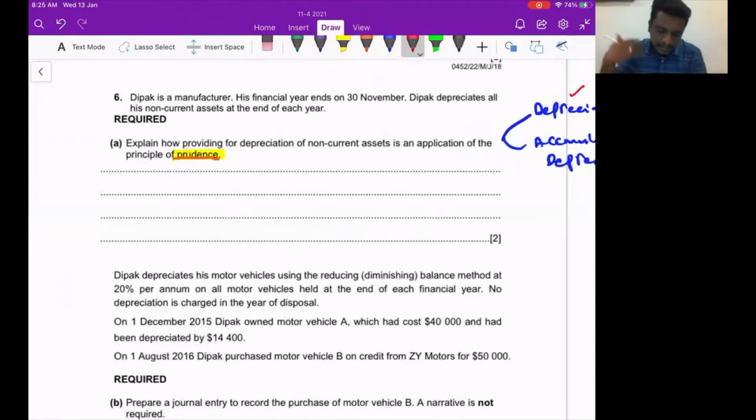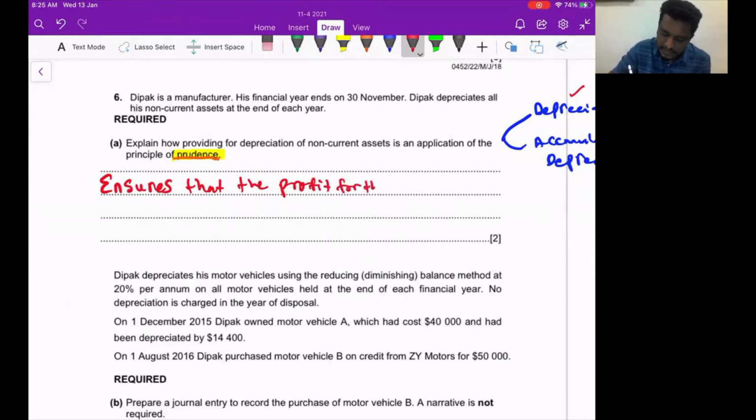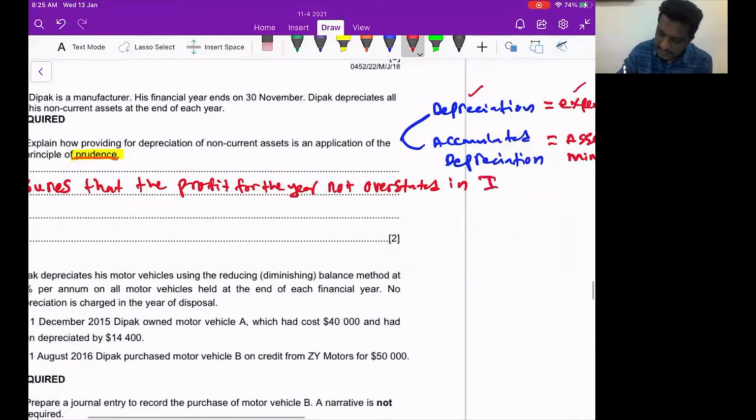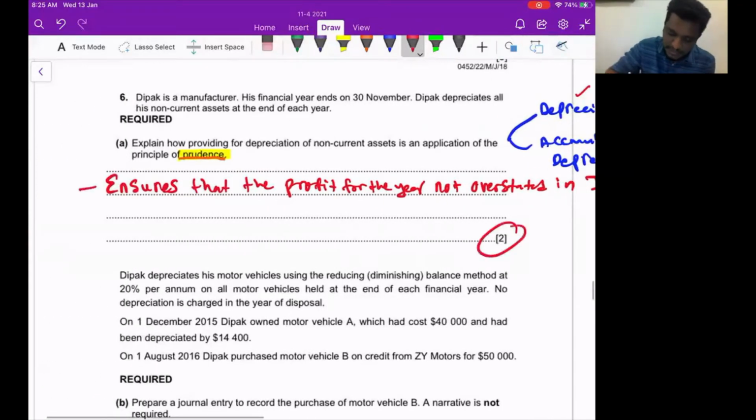So by providing depreciation, to ensure that the profit for the year is not overstated in the income statement. Okay, that's the first point. They gave you 2 marks, right? So you need to talk about 2 points. First one is to ensure that the profit for the year is not overstated in the income statement.